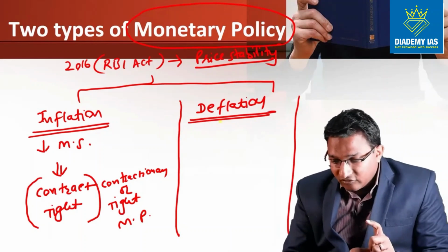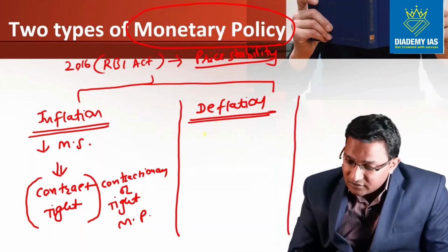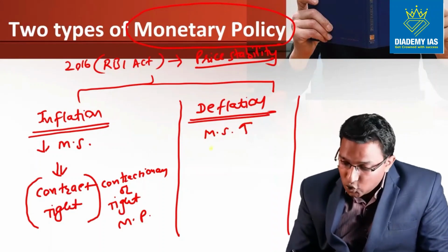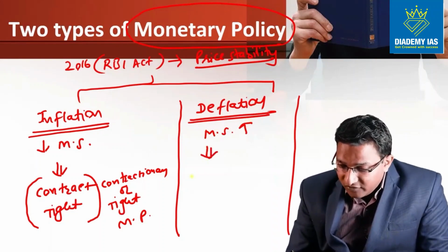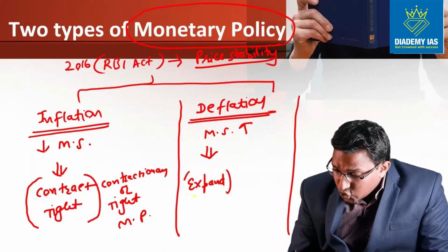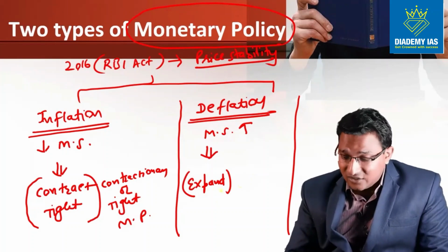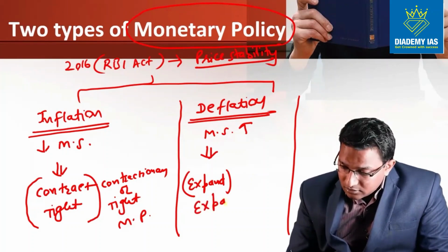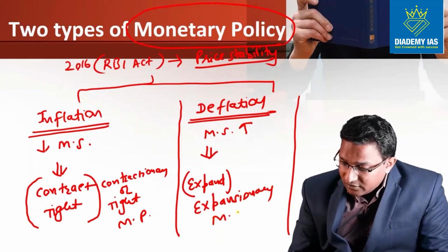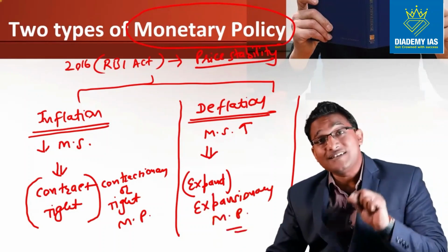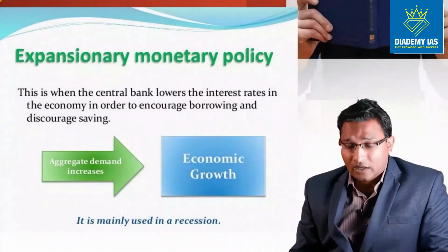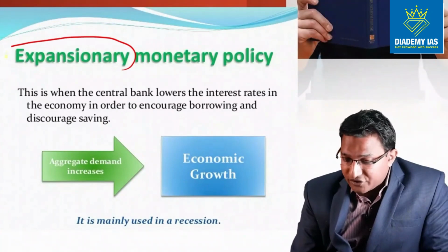And in the opposite case, when there is deflation, that means money supply needs to be increased. We have to increase the money supply. So for increasing the money supply, we have to expand the money supply, and all the changes which are done in the tools are called expansionary monetary policy, right? So these are the two kinds of the monetary policy. Now we will discuss in detail. So first, expansionary monetary policy.